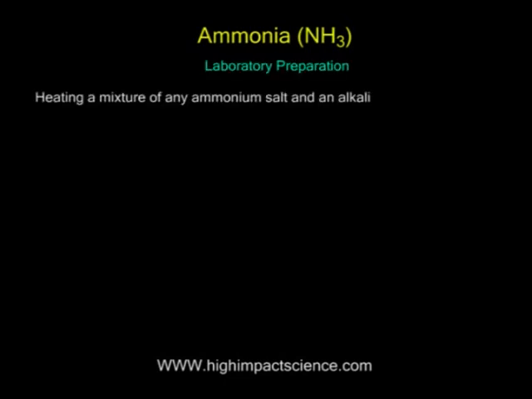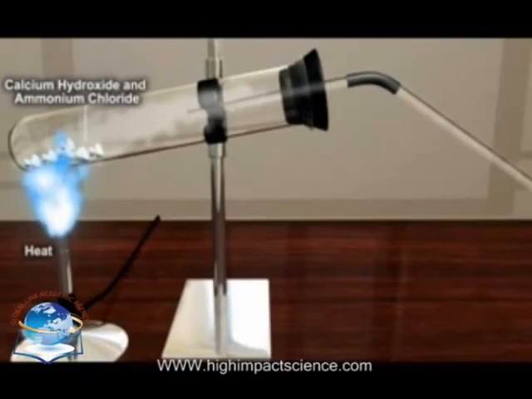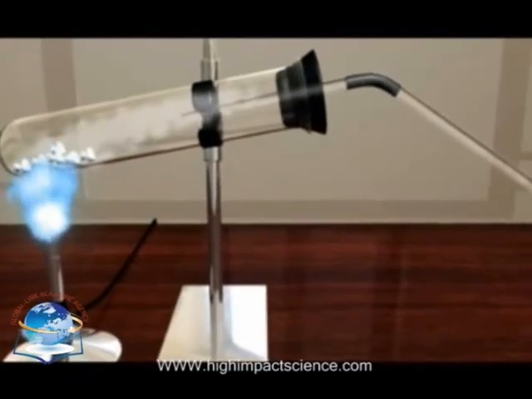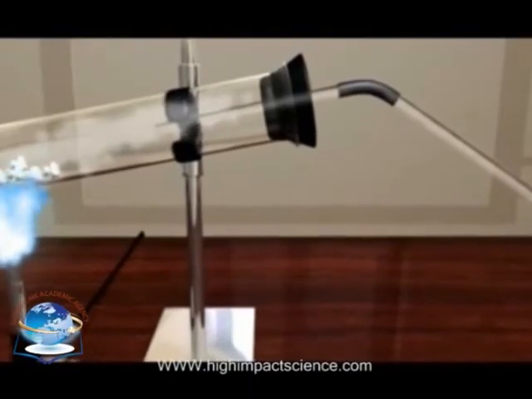Ammonia is prepared by heating a mixture of any ammonium salt and an alkali. The commonly used reagents are ammonium chloride and calcium hydroxide. On heating the mixture, ammonia gas is evolved.